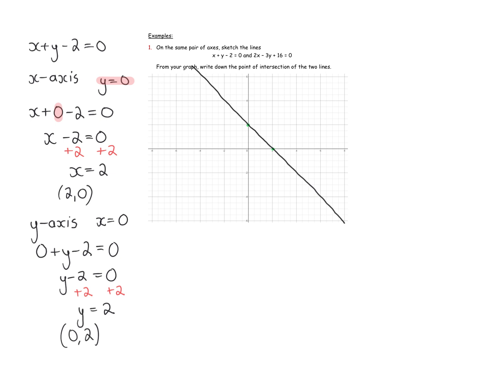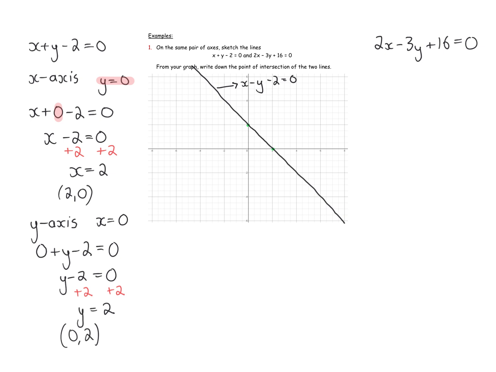I'm going to label this then what line we have. So this is x plus y minus 2 is equal to 0. We've now plotted the line x plus y minus 2 equal to 0. Now we're going to plot the line 2x minus 3y plus 16 is equal to 0.